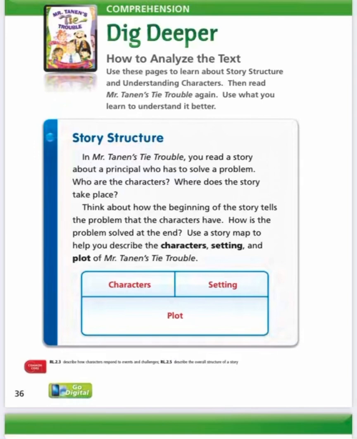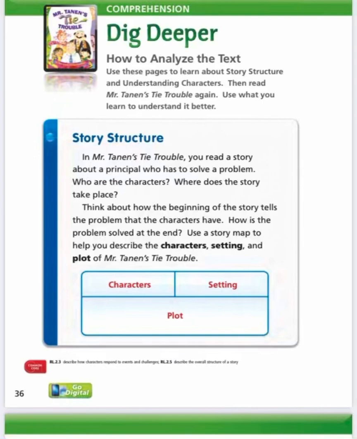Comprehension. How to analyze the text. Use these pages to learn about story structure and understand characters. Then read Mr. Tennant's Tie Trouble again. Use what you learned to understand it better.